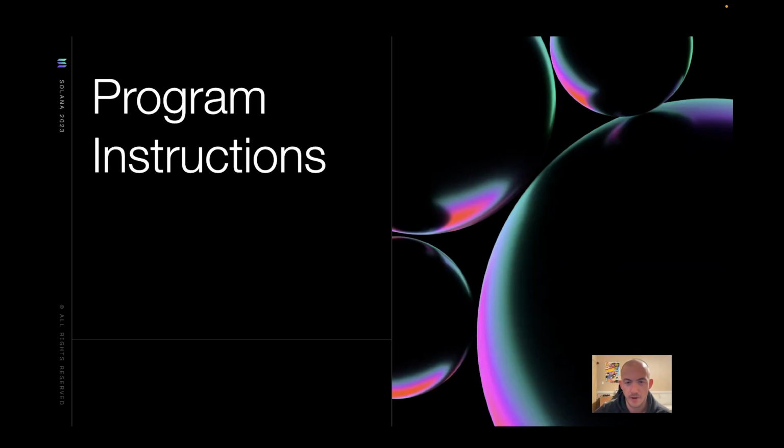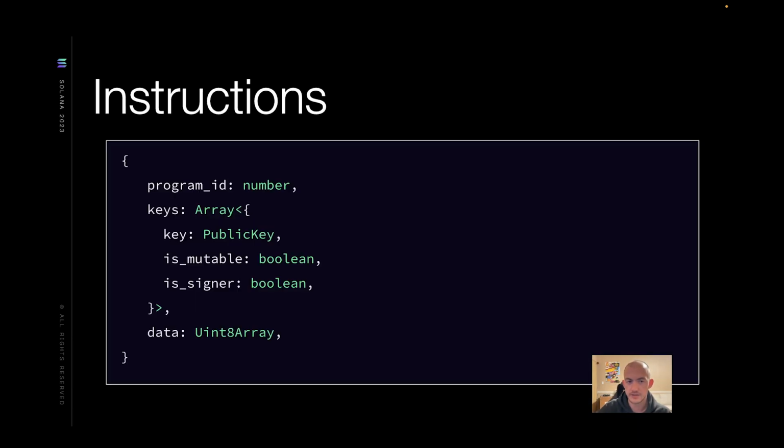So, moving right along then, I mentioned we're going to get into instructions and transactions. So, that's what we're going to talk about right now. We'll talk about instructions, which are the mechanisms for actually invoking a program. So, an instruction looks like this in its raw form. There's going to be a program ID.